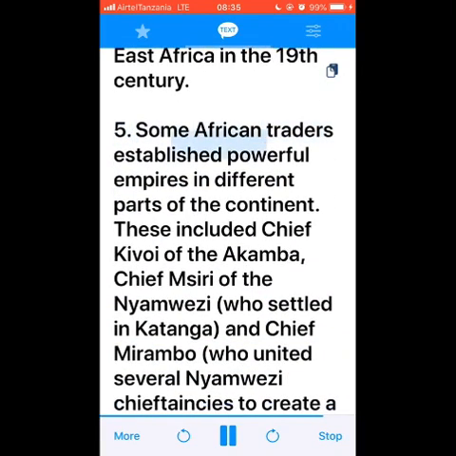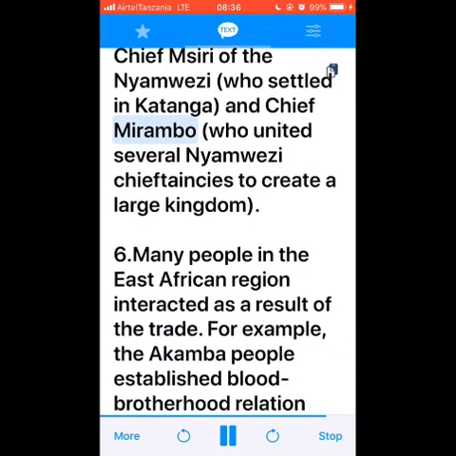5. Some African traders established powerful empires in different parts of the continent. These included Chief Kivoi of the Akamba, Chief Mziri of the Wanyamwezi, who settled in Katanga, and Chief Mirambo, who united several Wanyamwezi chieftaincies to create a large kingdom.